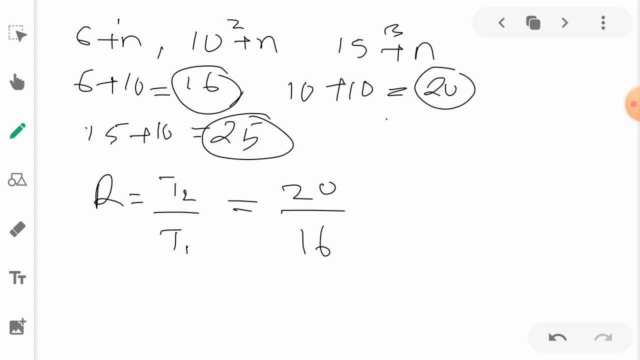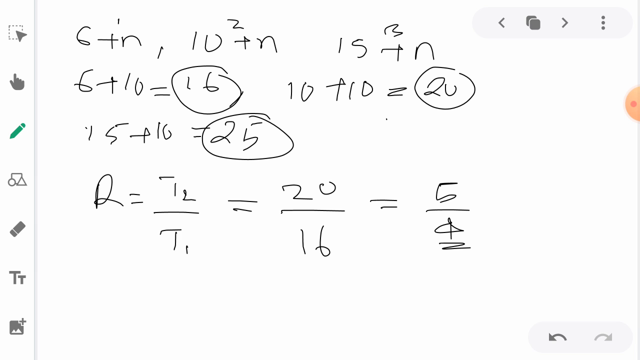This should also give you the same answer when you divide 25. When you say 25 over 20, that should also give you the same answer. We know that 4 can go into 20, 5 times. Also 4 can go into 16, 4 times. So that is your common ratio.